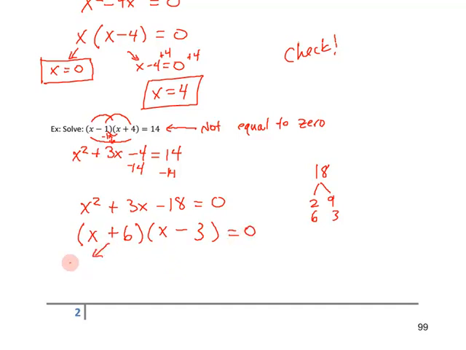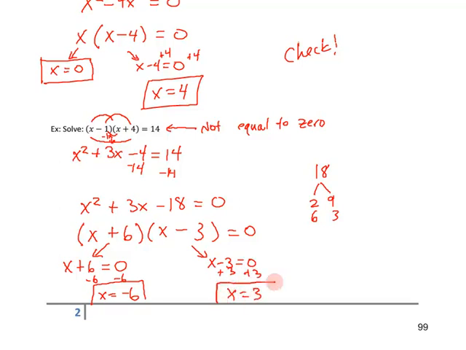So now I set each of these equal to 0. Subtracting 6 from both sides, I end up with x is equal to negative 6 as one solution, and add 3 to both sides, I end up with x is equal to 3. Alright, again, you can check by plugging, say, negative 6 into the original equation and see if it's true.